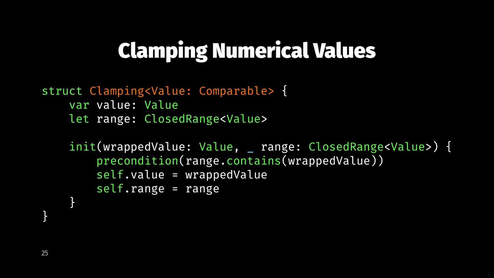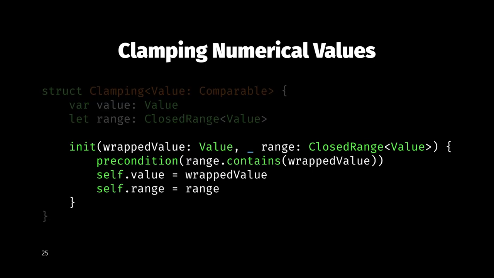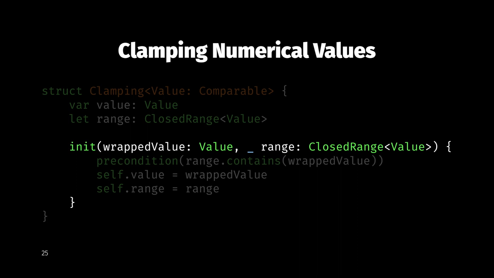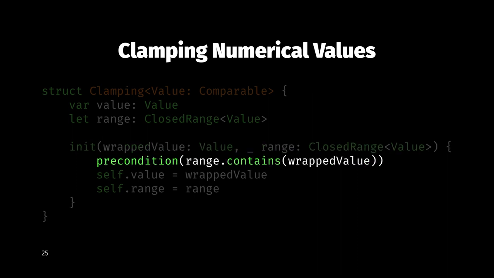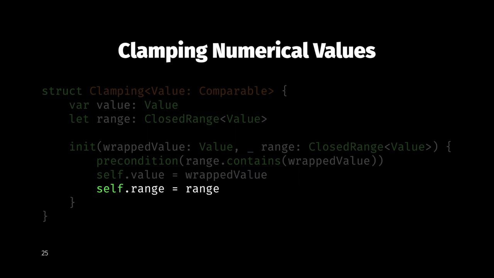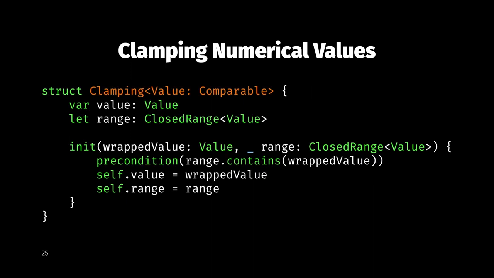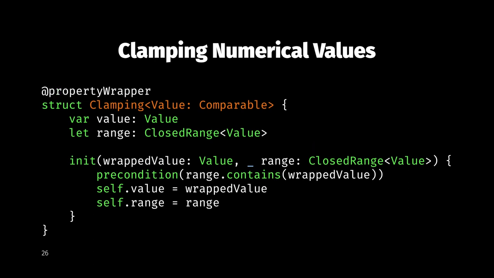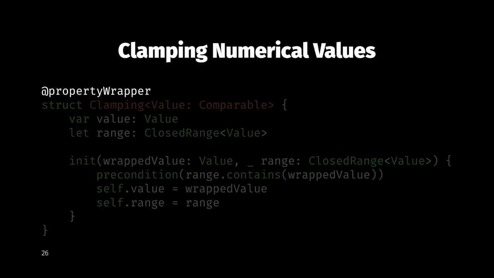Then we implement an init. Pretty simple, there is the value and the range. We do a precondition because if the value is outside the range at initialization time, we want to treat it as a developer error. And then we do some memberwise initialization. Then we are going to turn this into a property wrapper. To do so, we just add this @propertyWrapper attribute before the struct, and then the compiler will know it must treat this struct as a property wrapper.